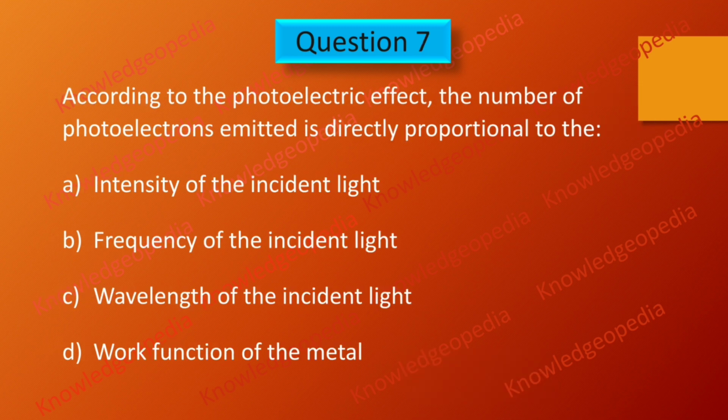Question 7. According to the photoelectric effect, the number of photoelectrons emitted is directly proportional to the intensity, frequency, wavelength and work function of the metal. Yes, what should be the answer? The correct option is option A, that is intensity of incident light. If we are increasing the intensity, the number of electrons will increase and the photocurrent will also increase.